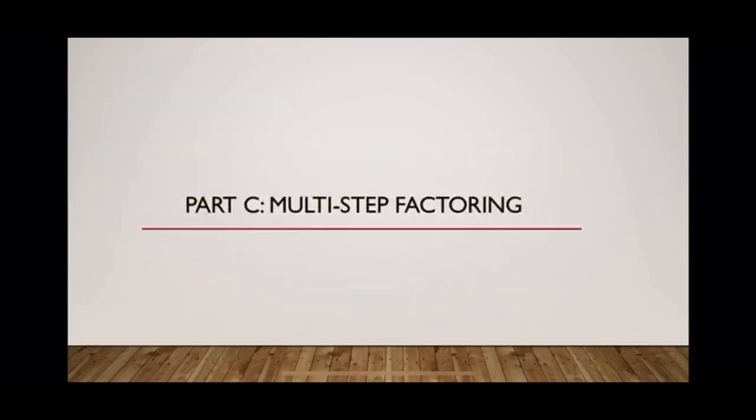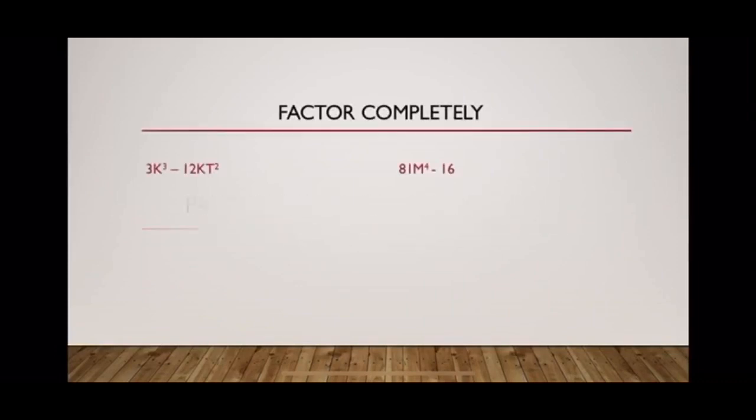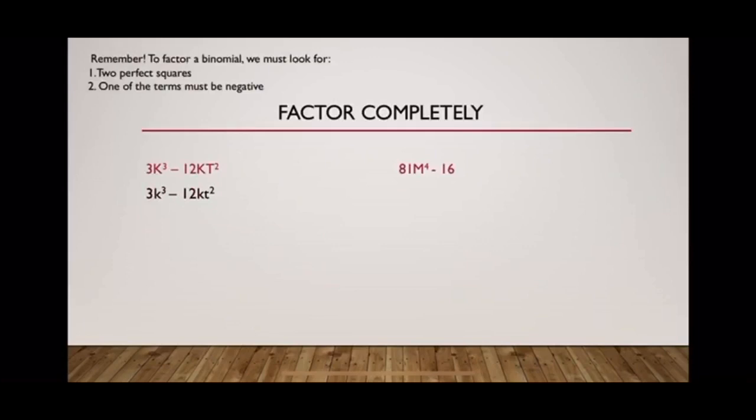Next is our final part, part C, multi-step factoring. We are going to start with 3k cubed minus 12kt squared. These are going to be a bit different than what we did before, but what stays the same is the set of rules. Firstly, there should be at least two perfect squares. We could take k squared out of k cubed, and we could take 4 out of 12 and t squared. Secondly, there should be at least one negative term, which in this case is negative 12kt squared.